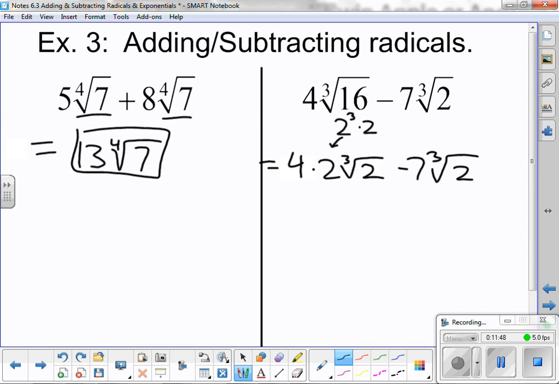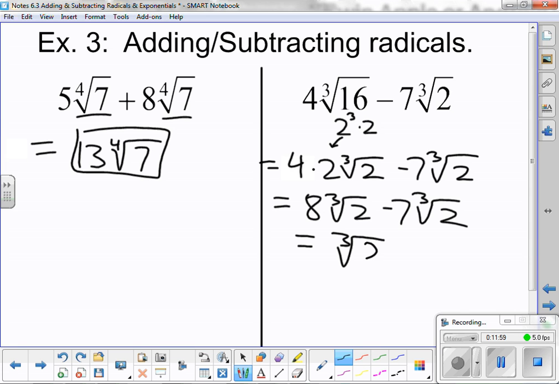All right, now before you can combine these, you have to multiply that 4 and 2 together and get an 8 cube root of 2 minus 7 cube root of 2, which is basically 1 cube root of 2, which is just a cube root of 2. All right, so that's how you do that.